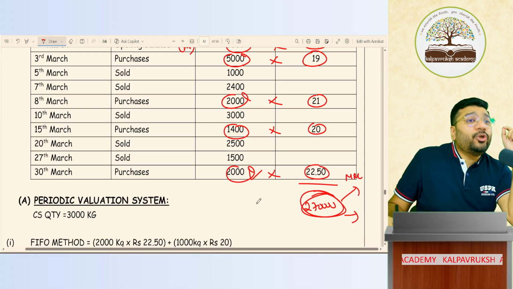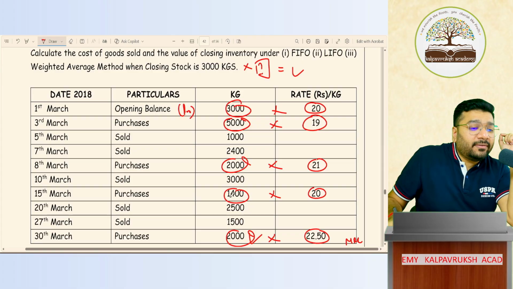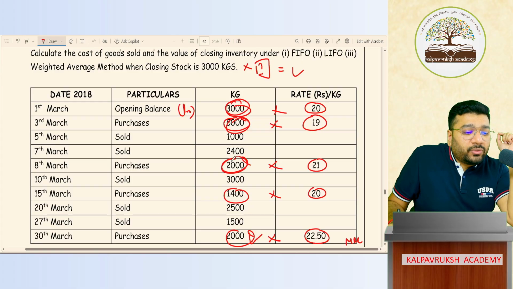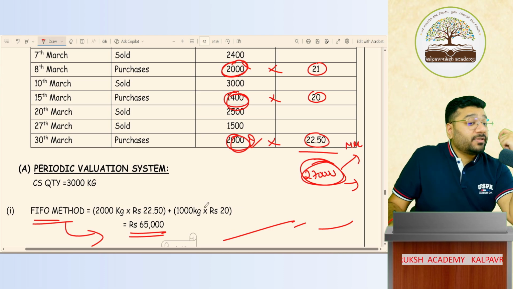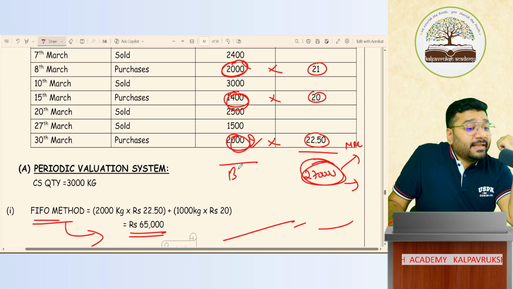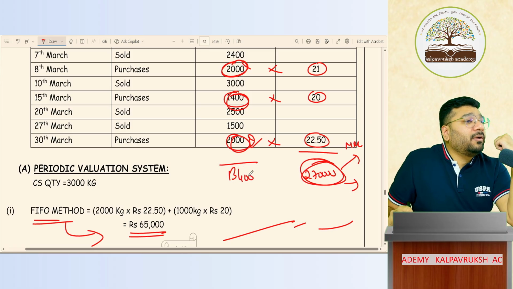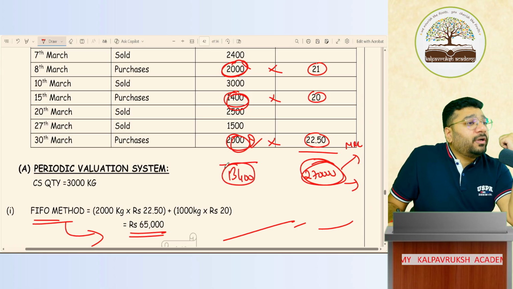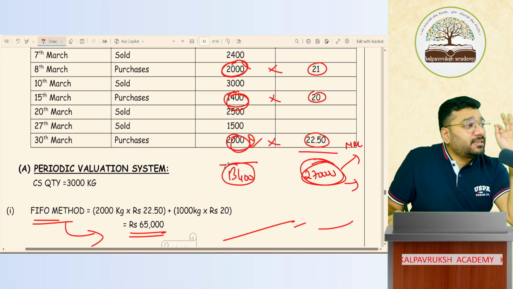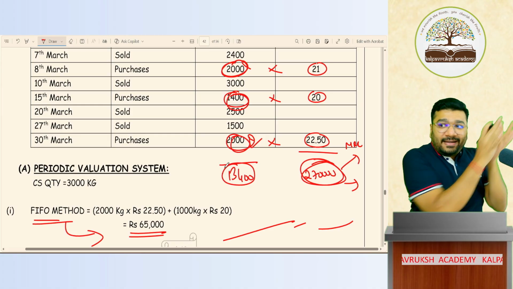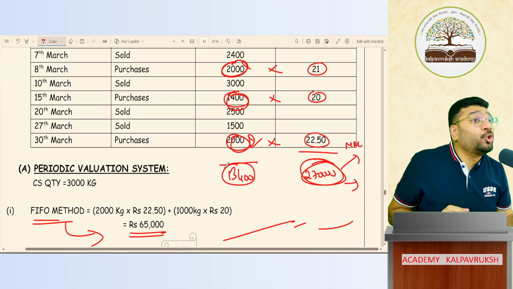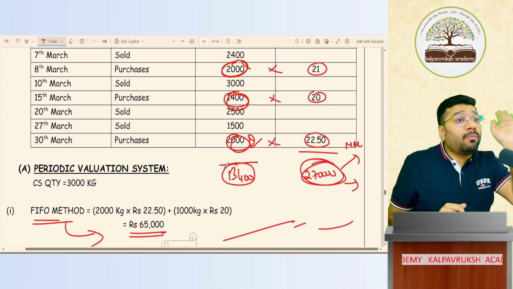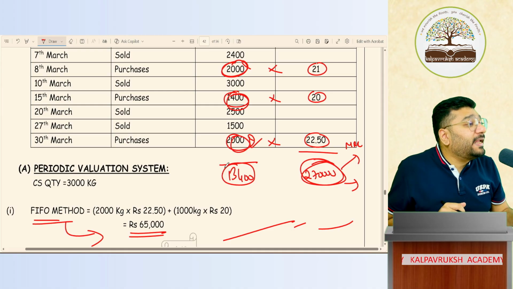How many quantity do you have? 3,000 plus 5,000 plus 2,000 plus 1,400 plus 2,000. How much? 13,400. Got it? So 13,400 kgs are the total in the business throughout the year. For the entire year, how many kgs of rice did we have to do business? 13,400 kgs of rice.